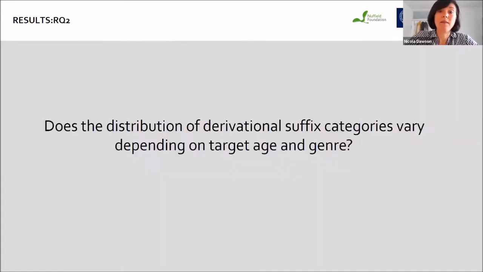So this was the aim with our second research question. We asked whether the distribution of individual derivational suffixes in texts varies according to target age and genre. And we focused on derivational suffixes specifically because derived words have been the focus of most experimental studies of morphological processing. And also we know from the work I mentioned previously that links between suffix spellings and lexical category seem to be a particularly important feature of English.